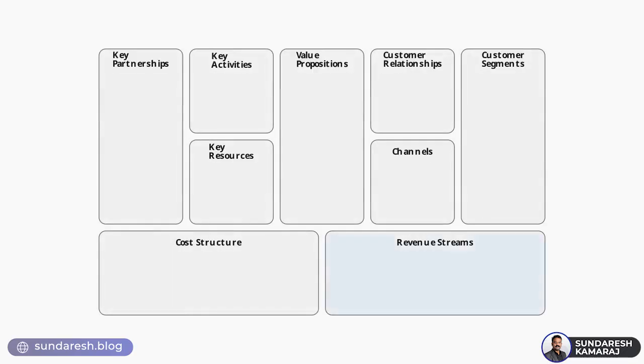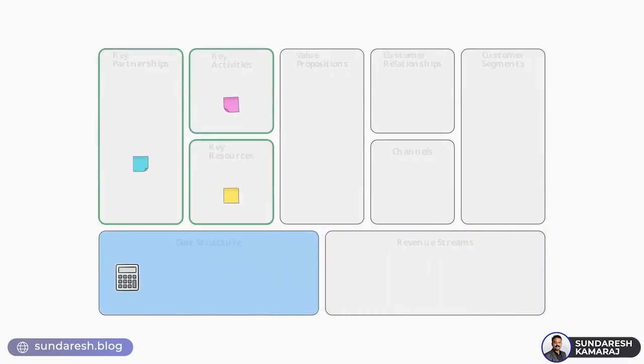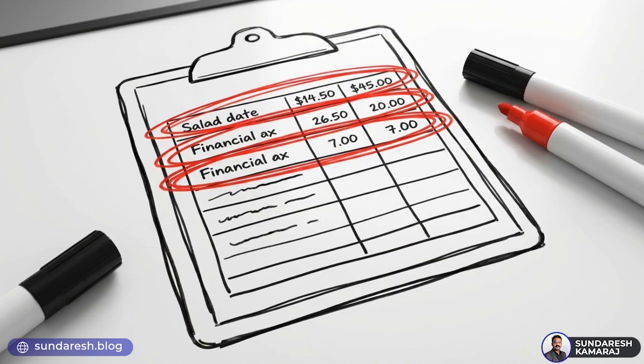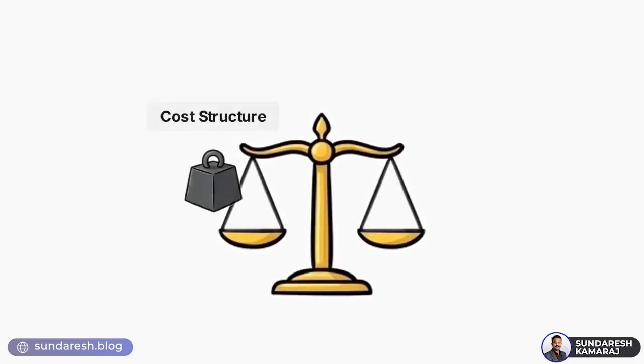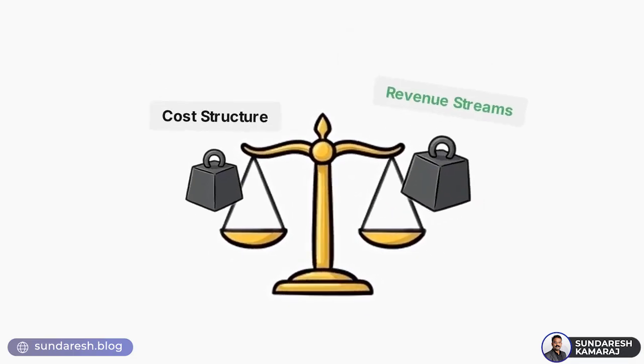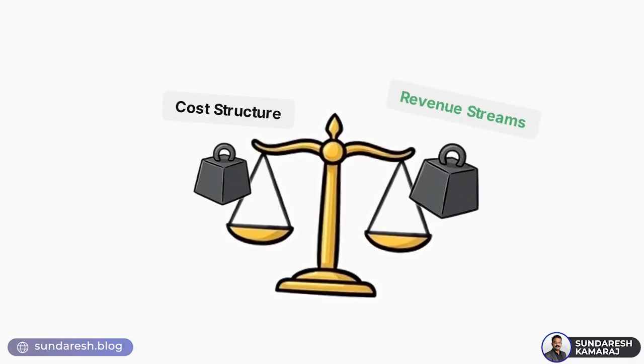Step 10 is your cost structure. Review your key resources, activities, and partnerships to list all the fixed and variable expenses required to run the model. Identify your top 3 primary cost drivers. Knowing which expenses have the largest impact on your bottom line allows the team to focus on the most effective optimization strategies. To check the financial viability of the model, weigh your projected revenue streams against the total cost structure.